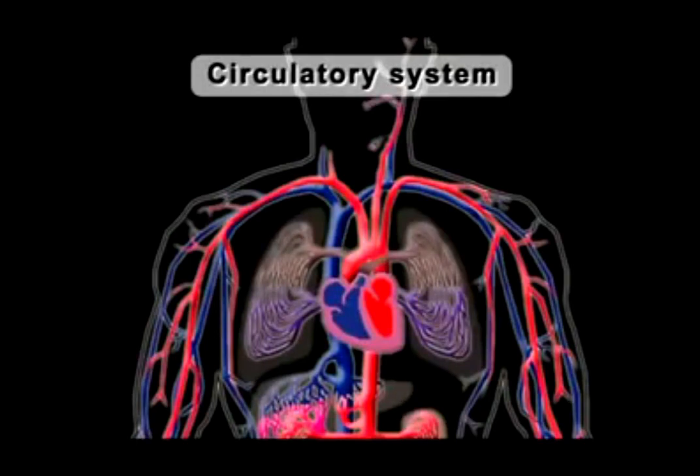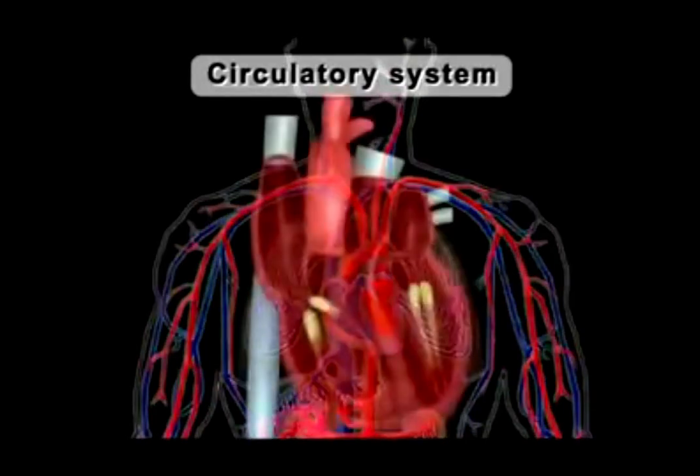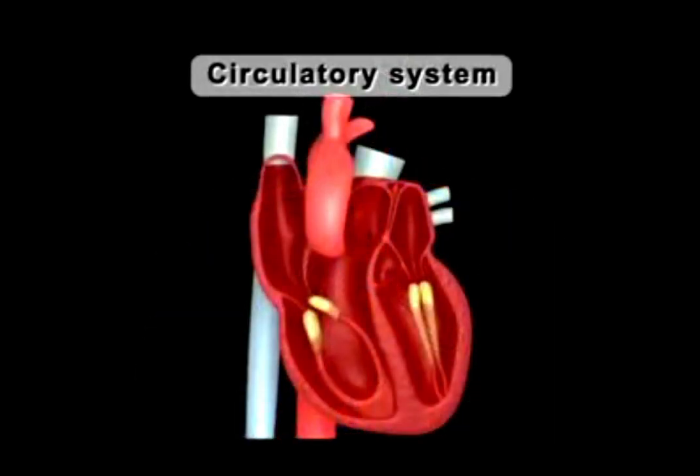The blood capillaries now recombine and form thicker blood vessels called veins. Veins carry deoxygenated blood to the heart. The blood vessels which carry deoxygenated blood from the body to the heart are known as vena cava.